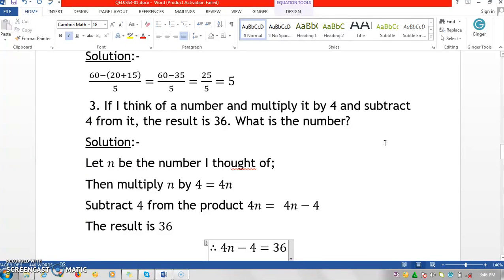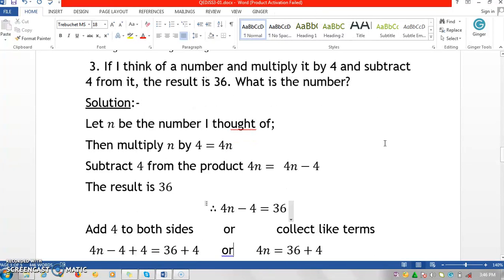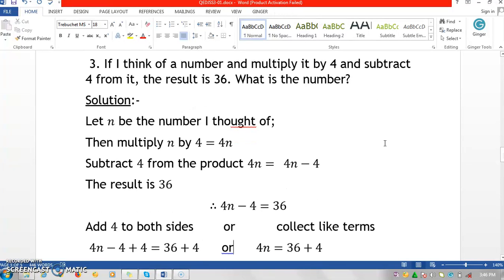The third one: if I think of a number, multiply it by 4 and subtract 4 from it, the result is 36. What is the number? So we interpret it 9 by 9. The first thing is to think of the number. Let n be the number I thought of, and then we have to multiply it by 4, that is n times 4, that's 4n. Then we subtract 4 from the product, that is 4n minus 4. Then the result is 36.